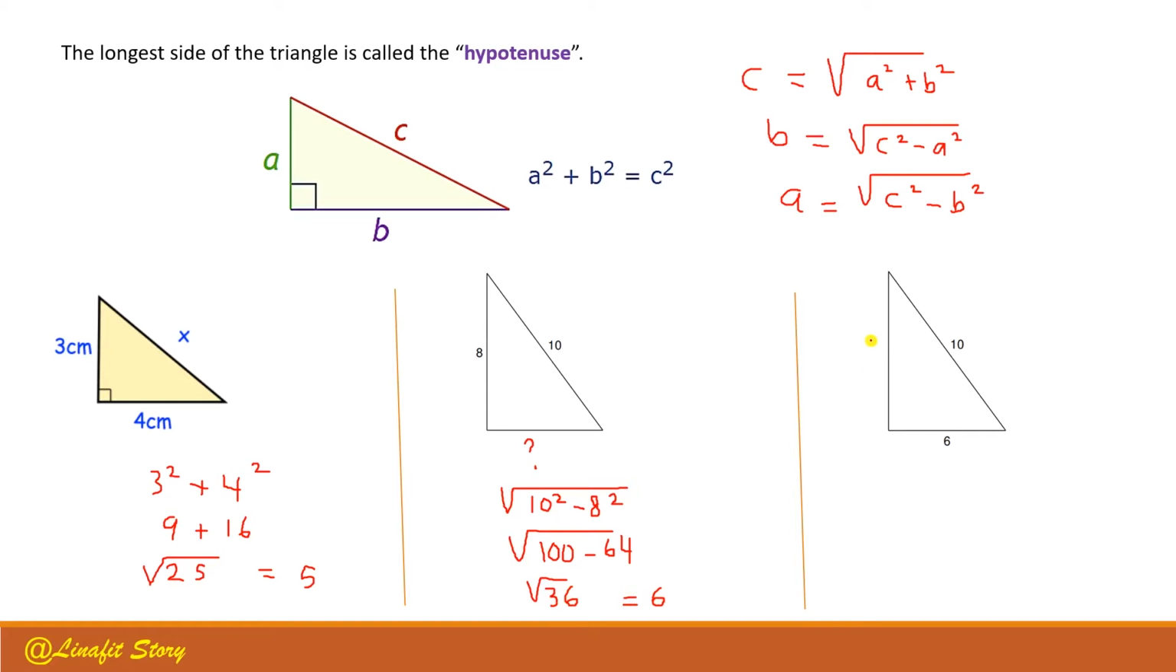And then here, the longest side is 10, the base is 6. So to get the question mark, find the square root of 10 squared minus 6 squared. The square root of 100 minus 36. So the square root of 64 is equal to 8.